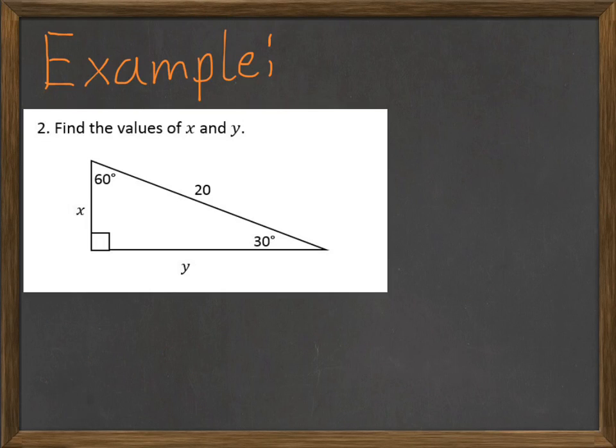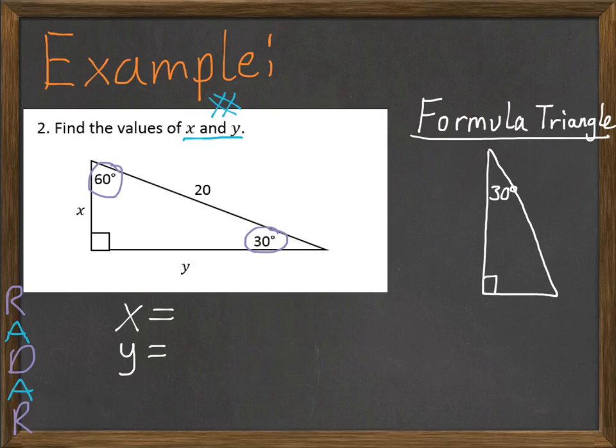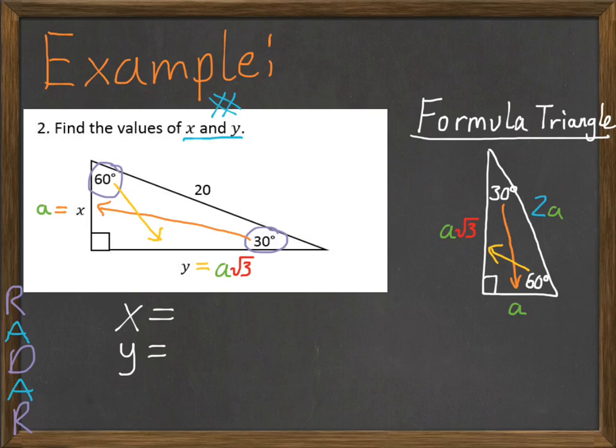We're going to look at one more example here, applying RADAR again, even though it's a simple question, I know. It's asking for the values of x and y, so I put x equals and y equals. The 30 and the 60 point me to using the formula triangle. So I'm going to just compare to this formula triangle and copy the formulas onto the triangle. I have to pay close attention to what angle the sides are across from. Across from the 30 is a. Across from the 60 is a times square root of 3. Across from the 90 is 2a.